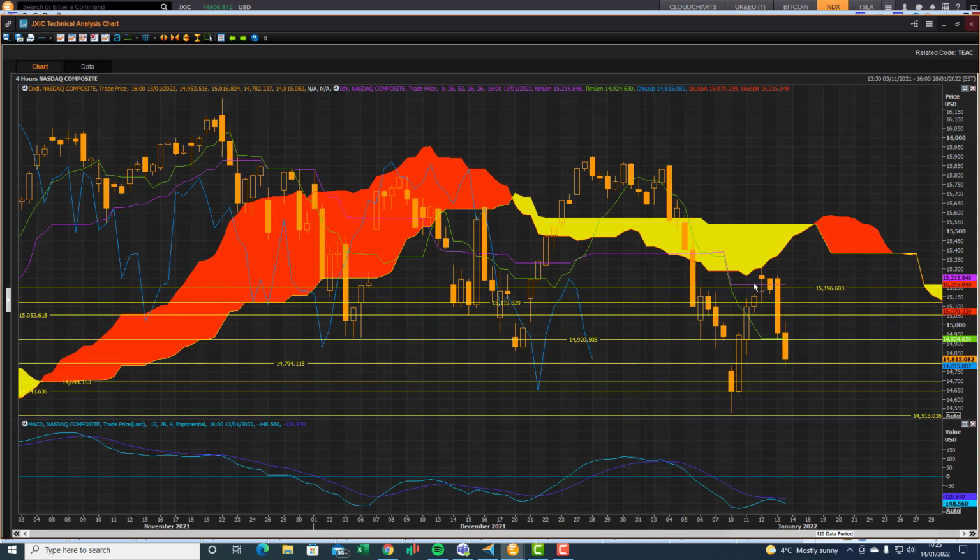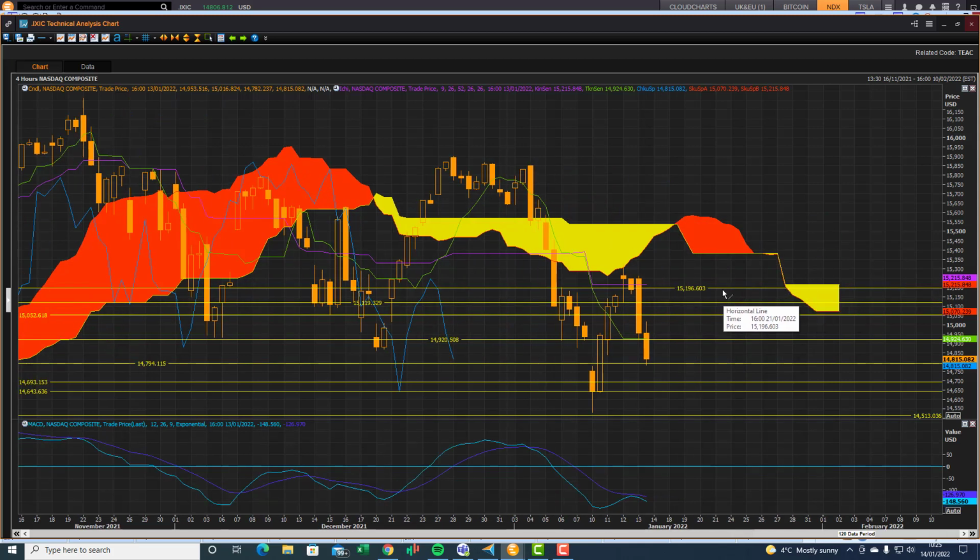Then it ran into trouble here with the turning line of the cloud. Standard line of the cloud, sorry. The turning line is the green one, and the standard line of the cloud is the purple one. That now remains as resistance, as well as this front cloud resistance zone. So the bottom end of the cloud here, these levels here are key resistance zones now.